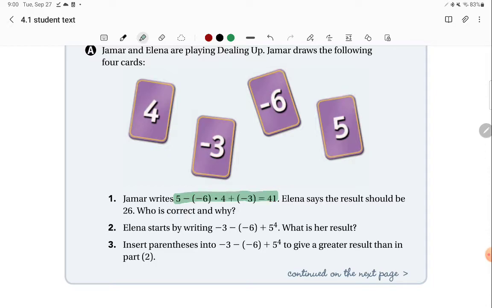Who is correct? So take a minute, copy down what I highlighted there in green. Try it. See if you get 41. See if you get 26. See if you get something different. Pause the video and then come back.